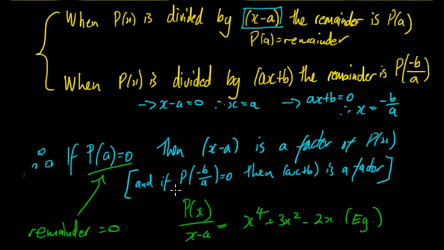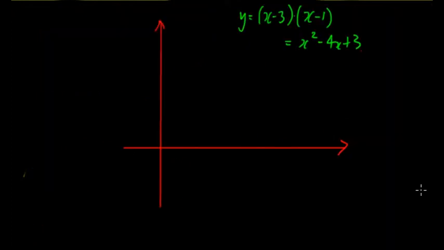And then this can also be applied for the other case. So if p(-b/a) is equal to 0, then obviously the remainder is equal to 0, so ax plus b is a factor. And this is very useful.